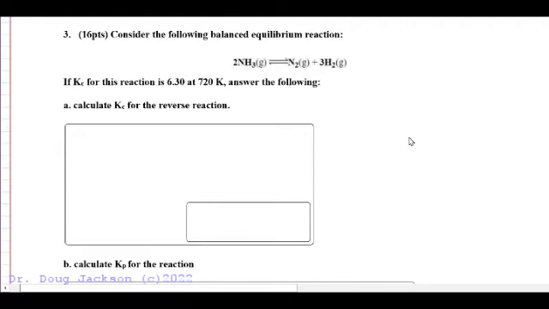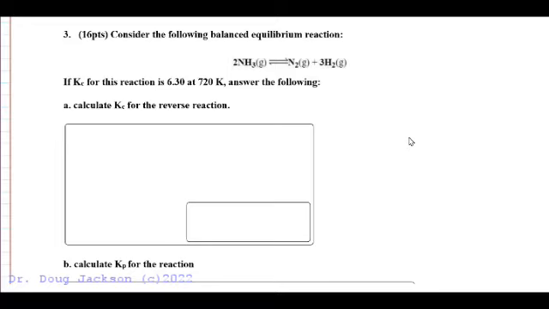Number 3 looks at the relationship between the equilibrium constant for the forward reaction and the reverse reaction, and also its relationship with Kp. So if we look at the balanced equation, ammonia is converted to nitrogen and hydrogen gas. The Kc for the reaction is given to us at 6.30 at 720 Kelvin. What is the Kc for the reverse reaction?